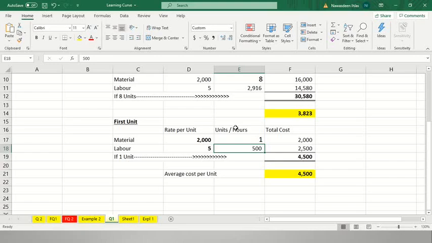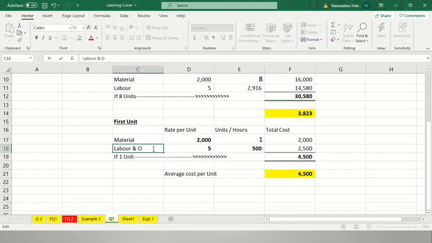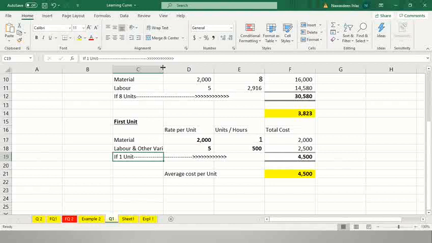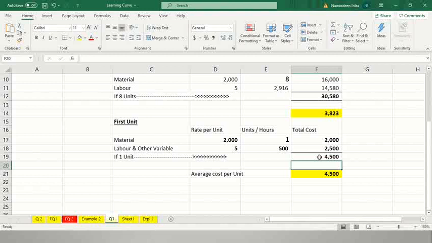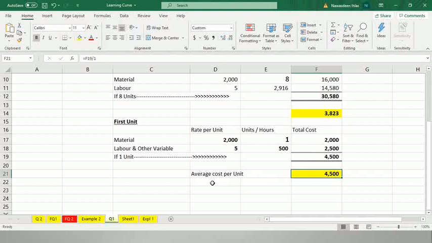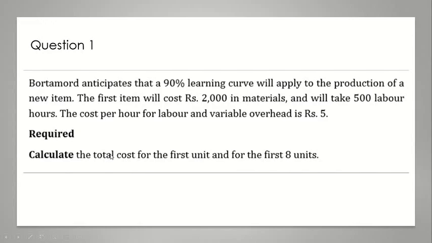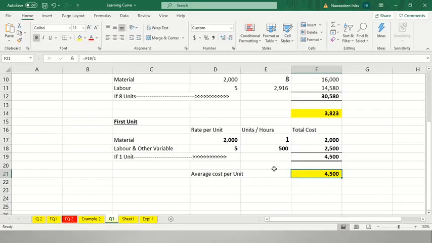So 5 into 500, 2500, that will be the labor and other variable cost, with 5 per labor hour. So 500 hours needed, so 2500 will be the labor and other variable cost. Material cost is straightforward, per unit the material cost is 2000. So the first unit cost will be 4500, right. The average cost also will be the same. Why? The cost is 4500, output is 1, so the average cost per unit also will be 4500. They are asking us to find the total cost for the first unit, so it will be 4500. This will be the answer.